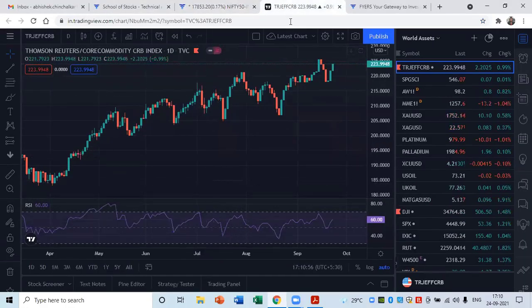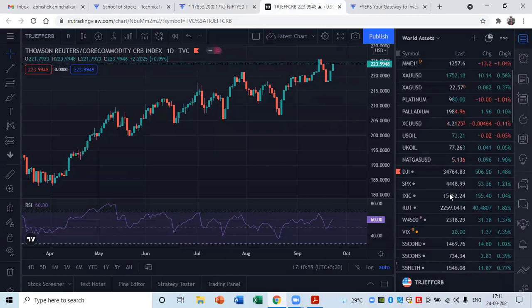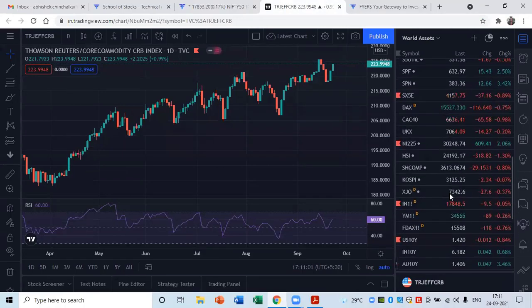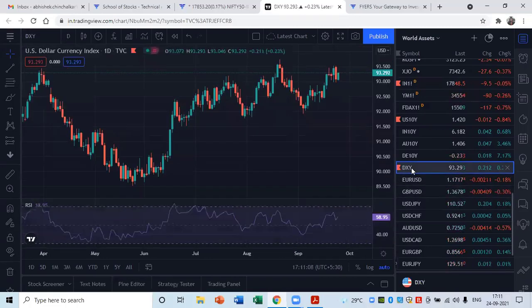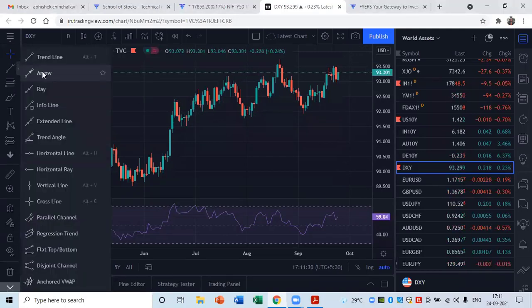This is TradingView. Let me just show you the recent instance of the dollar index, which is a proxy for the dollar's performance against 6 of the world's largest currencies, which includes the euro, Japanese yen, British pound, Swiss franc, Swedish krona, and Canadian dollar. So recently in the chart of the dollar index, if you see, there was a hidden divergence.